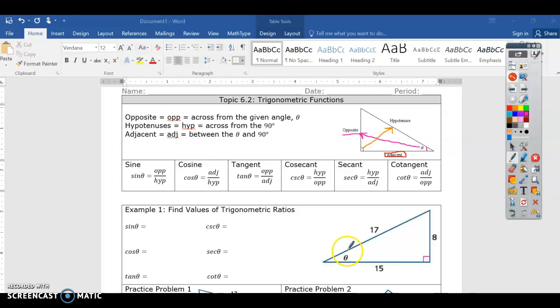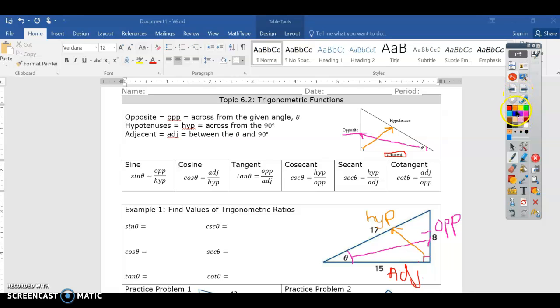So here's my given angle. I'm going to go to the side that's across from it, and this is my opposite side. My hypotenuse: here's my 90-degree angle, and the side that is across from the 90-degree angle is my hypotenuse. And then the side that's left is my adjacent.